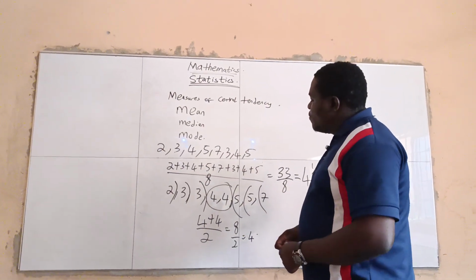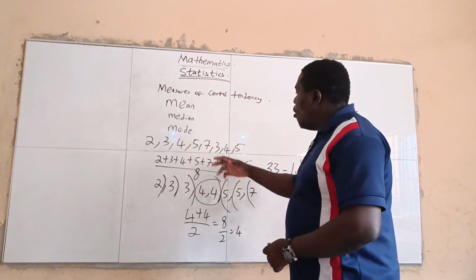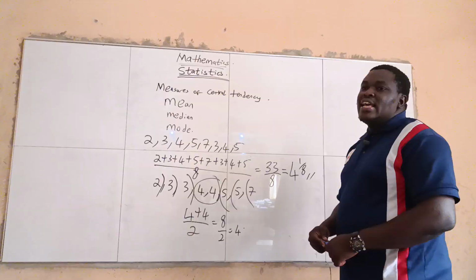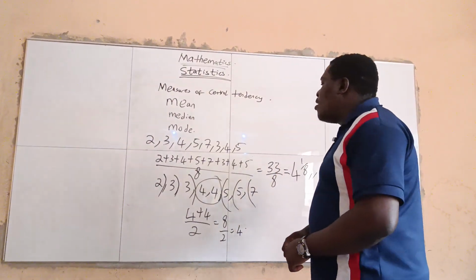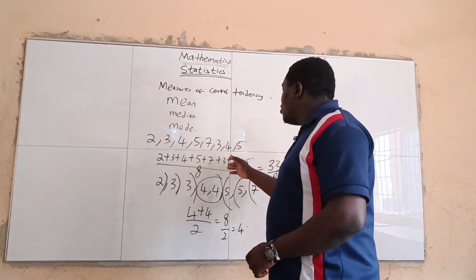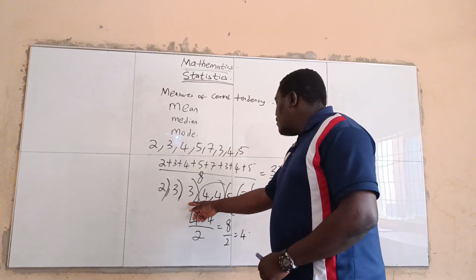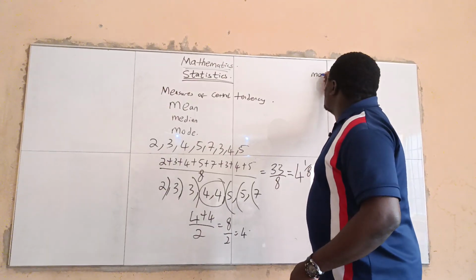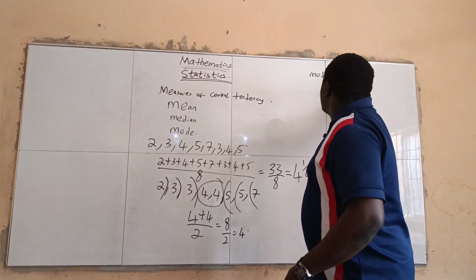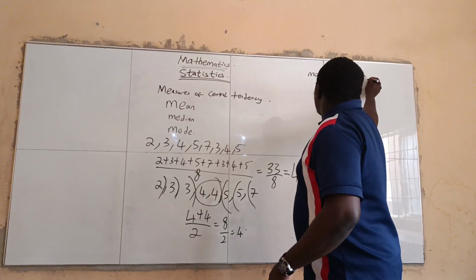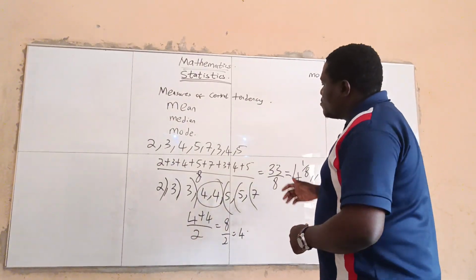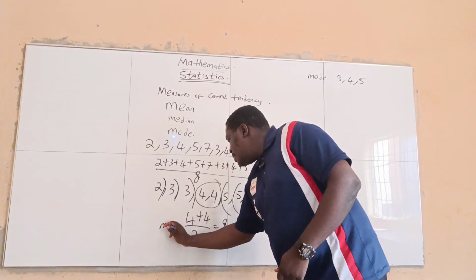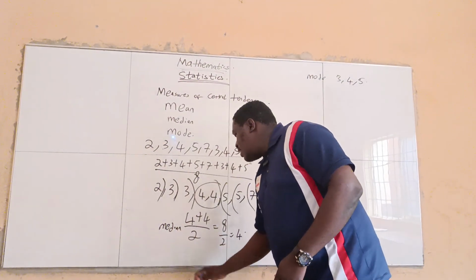Now, if I want to go ahead to talk about the mode of this particular data that we have here, the mode is going to be the one with the highest number of frequency. And if you observe very well, you can see that we have about 3 numbers that have more occurring values, like the 3, the 4, and the what? 5. So our mode is going to be the values 3, 4, and 5. So these 3 values make up the mode of this data. This is our median.